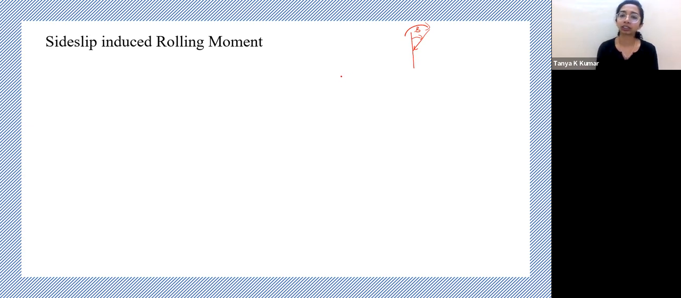Just try to reason it. For a stable aircraft subject to a positive side slip, I just mentioned that it will yaw to the right to negate the effect of this positive side slip. What component of the aircraft causes this to happen? Vertical stabilizer. Vertical stabilizer, yes. Can you tell me why?